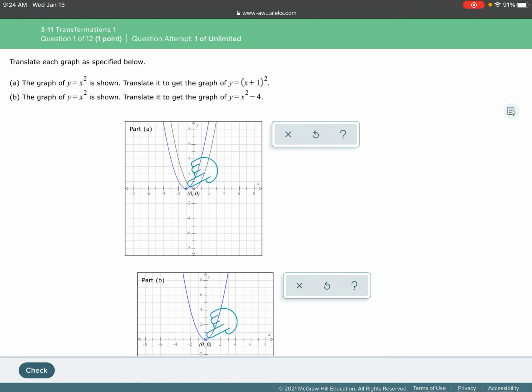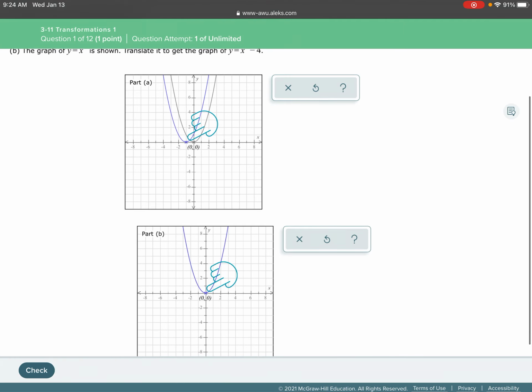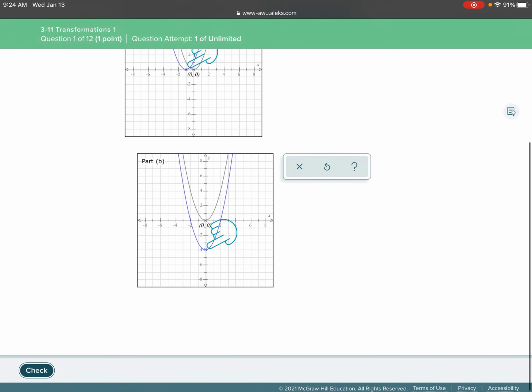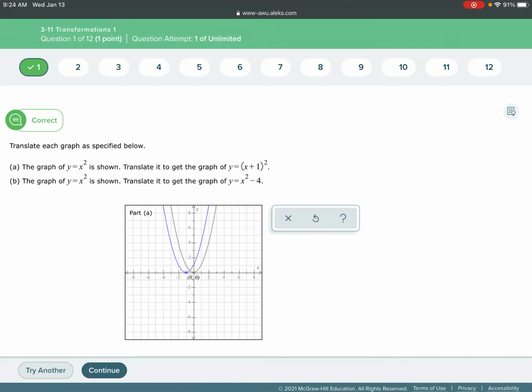For part B, it's saying the graph of y equals x squared is shown. Translate it to get to the graph of x squared minus 4. So notice that the minus 4 is not inside of the squared part. It's separate, so that means we're translating vertically. And we know that minus means down on the outside, so we're just going to translate this down 4. We're going to check it, and we should be all good.